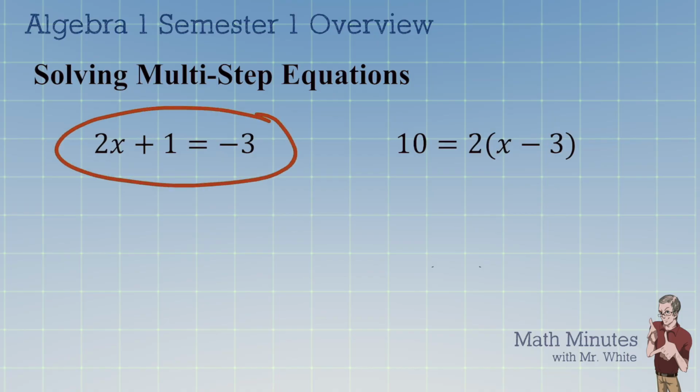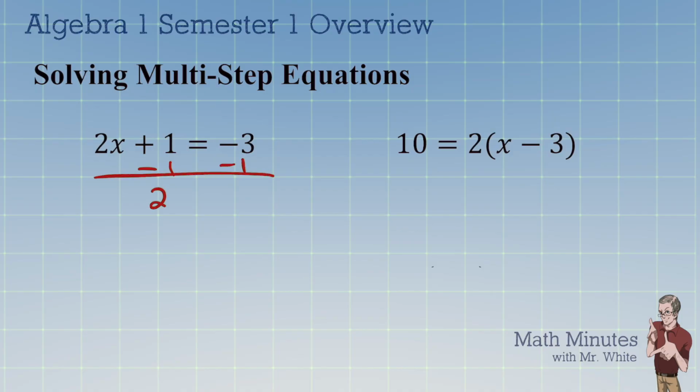So on this first example, our goal is to get x by itself. So we really need to get rid of the 2 and get rid of the 1 at some point, right? But we have to use addition or subtraction first because we're doing PEMDAS in reverse. So what about subtracting 1? Let's just put a -1 on both sides, and we get 2x equals -4.